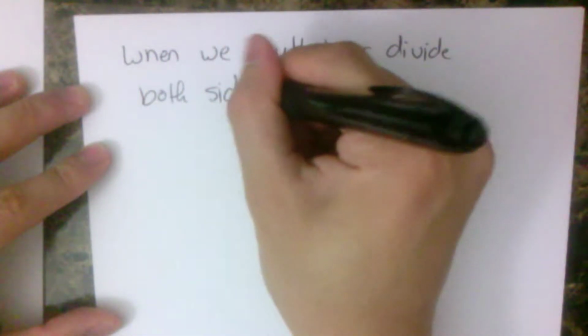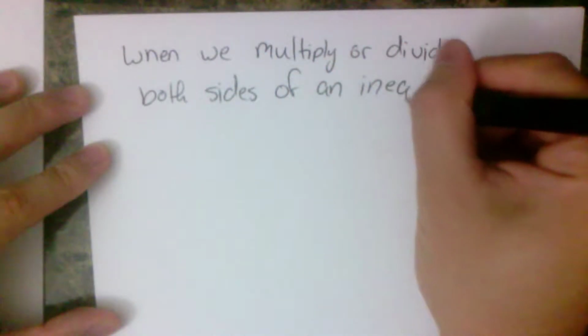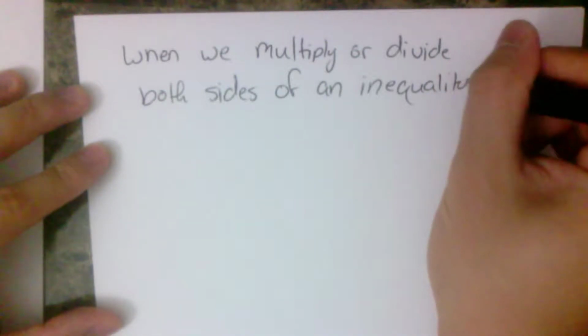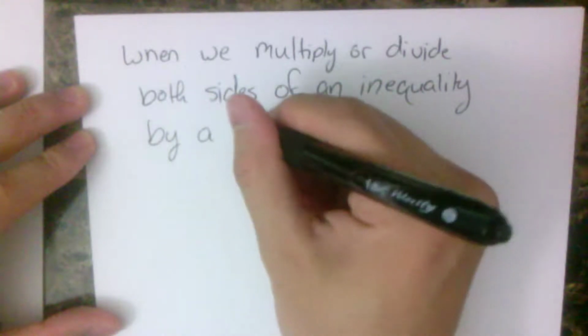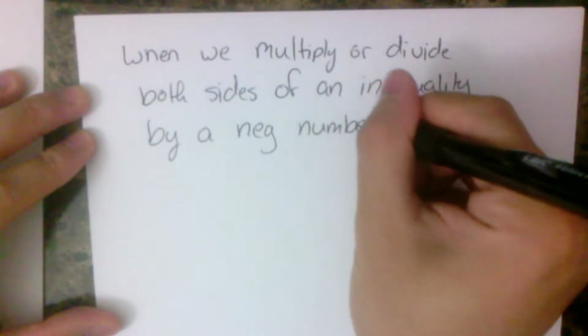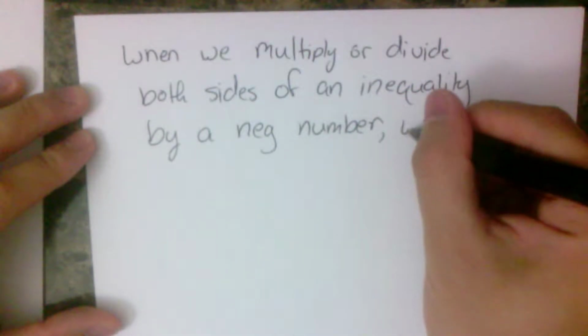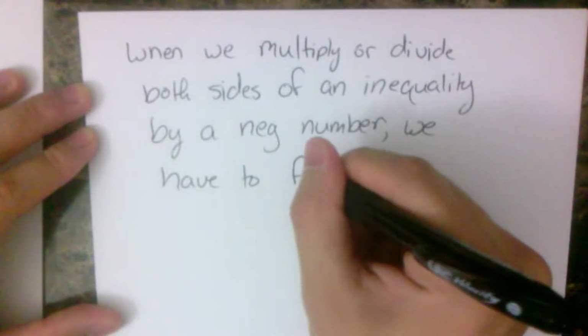And remember, this is both sides of an inequality. You can't really flip an equal sign around, it doesn't do anything, but when you multiply or divide both sides of an inequality by a negative number, we have to flip the sign.